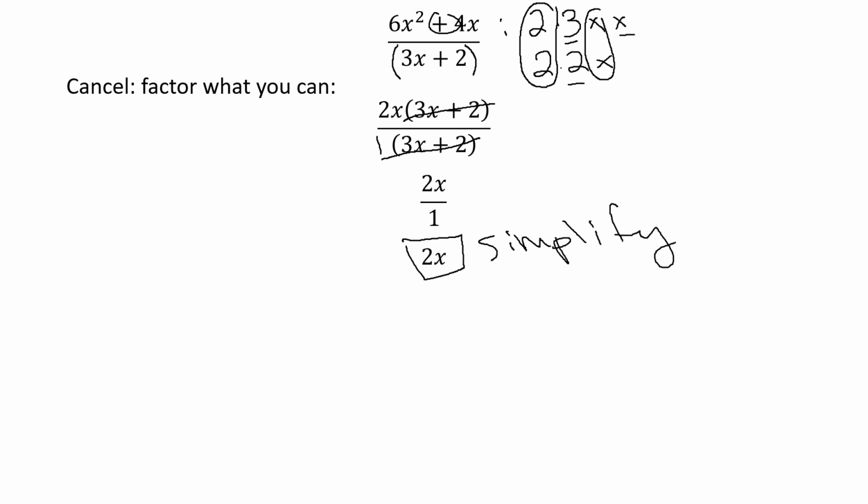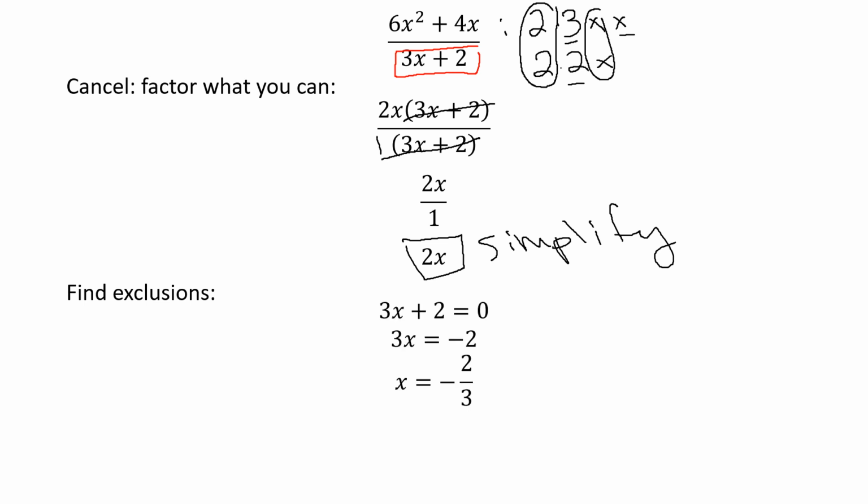Okay? The second thing we're going to do is we're going to find any exclusions. And remember what that means is, what can the bottom not be? So what I need to do is I need to take this bottom piece. Remember, it has to be the original problem. I'm going to set it equal to 0.